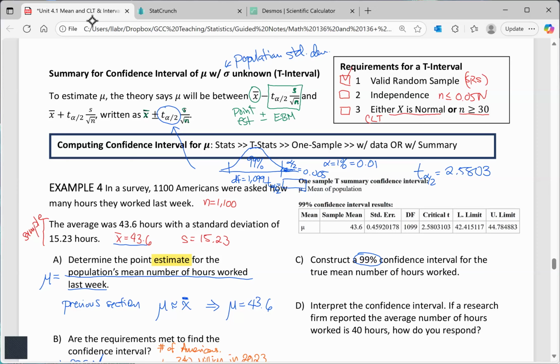All right, and now we have everything that we need to do this by hand. Now we just simply substitute. We know this value now, T sub alpha over 2. We know the values in green, S and X bar. And adding it and subtracting will give you your answer.